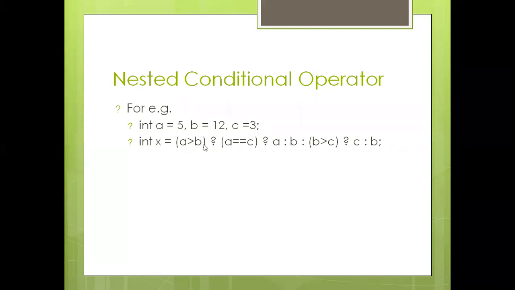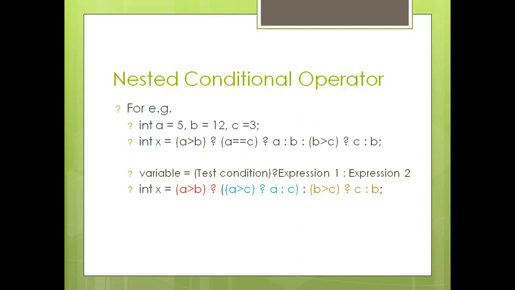Means if the condition A greater than B is false, then it's going to check B greater than C. Now the value of B is what? 12. And the value of C is what? 3. So 12 greater than 3, the condition is true. When this condition is true, then it's going to return C. It should not be like that. It should be B. Okay. So according to this expression, it is going to return 3 in the X. Okay. Now see that expression.